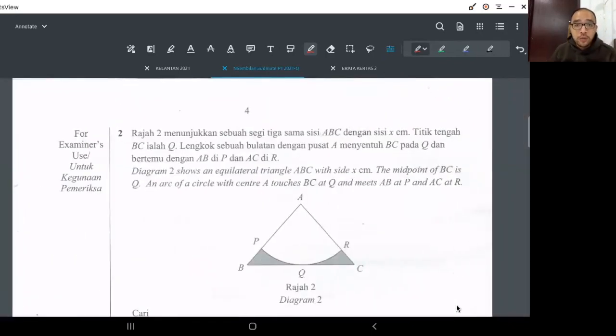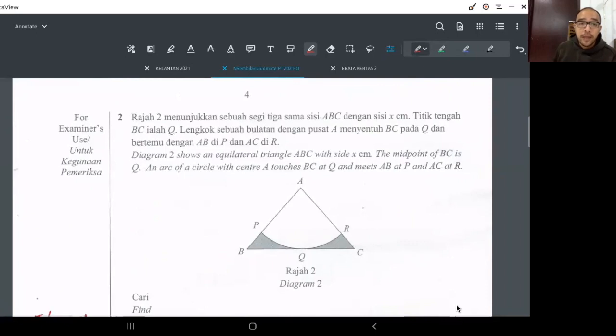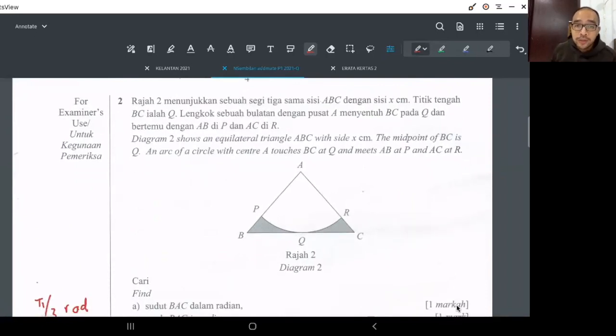Okay, number 2 is a pretty easy question. Diagram 2 shows an equilateral triangle ABC. Equilateral means all 3 sides are the same, so if this is x, the whole side is x. The midpoint of BC is at Q. Now, if they give you the midpoint, you kind of know that they want you to find this. You know that this is half x and this is half x. And after a while, you kind of already know that you need to find this length.